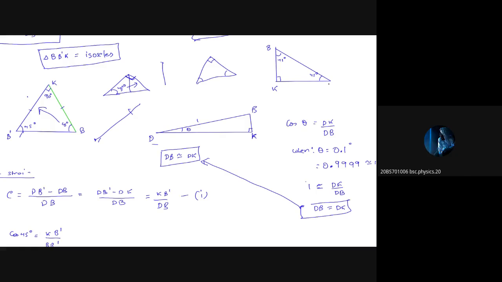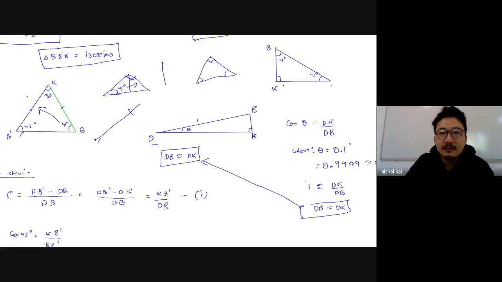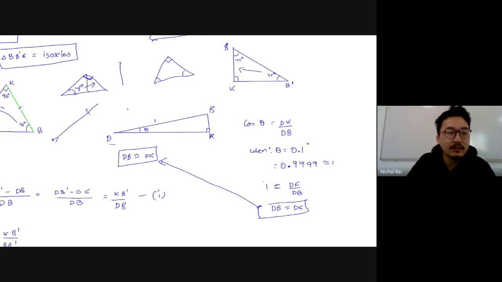This is B, and this is B prime, let's put it. Either way, it's the same thing. Now, cos 45 is what? Base is KB prime, divided by hypotenuse BB prime. This diagram is drawn in a slightly different manner, so it's slightly harder for you all to see. Is it something like this?